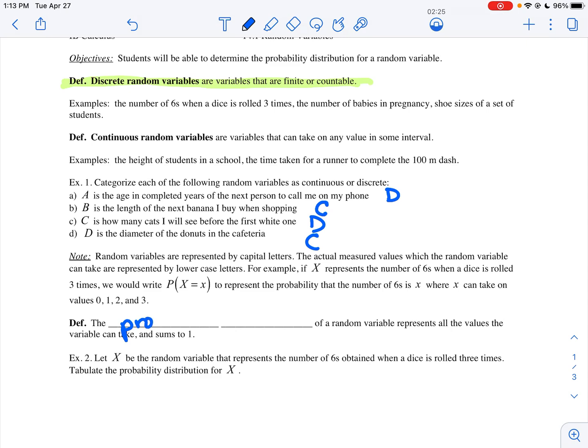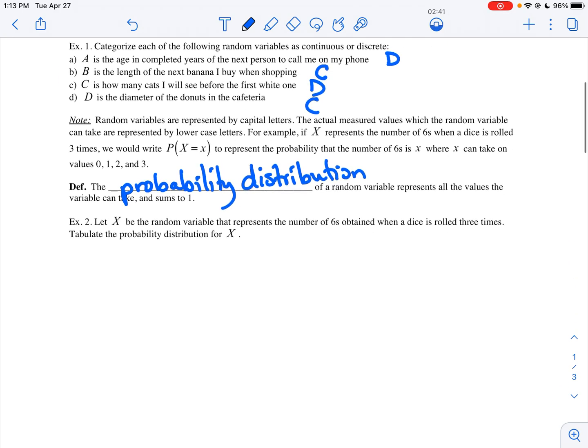The probability distribution of a random variable represents all the values the variable can take, and it should add up to 1. So let's look at this example. Let capital X be the random variable that represents the number of sixes obtained when a dice is rolled 3 times. We want to tabulate the probability distribution for X.